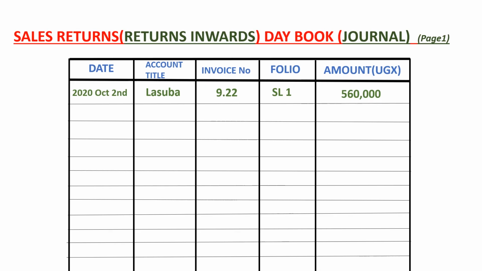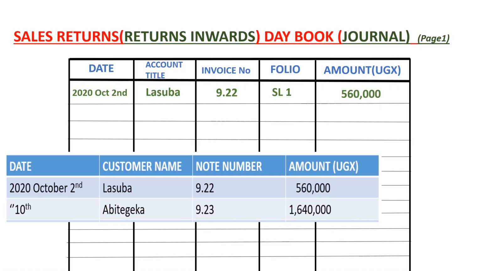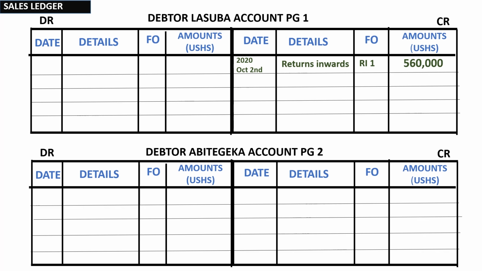The next transaction, it is Abitegeka, who is a customer of ours, who decided to return goods to us. So we shall go ahead and say on that date of 10th, Abitegeka went ahead and returned goods. The credit note number is that one, 9.23, and the amount of the transaction is 1,640,000. So we shall go to the sales ledger and go to the Abitegeka account, that is found on page 2, and we shall credit his account with that amount, 1,640,000.